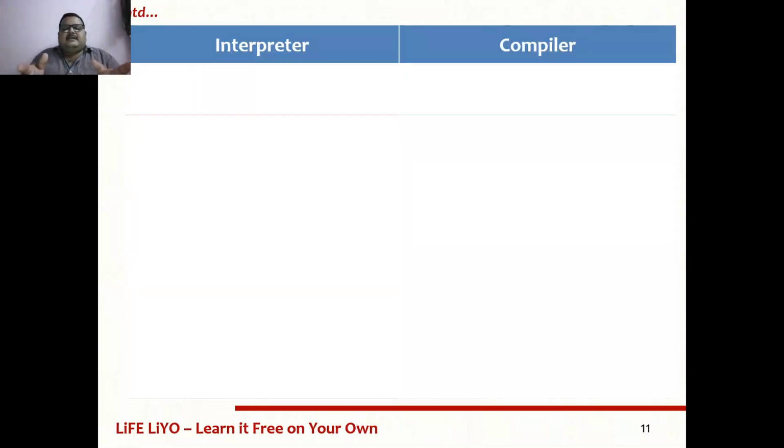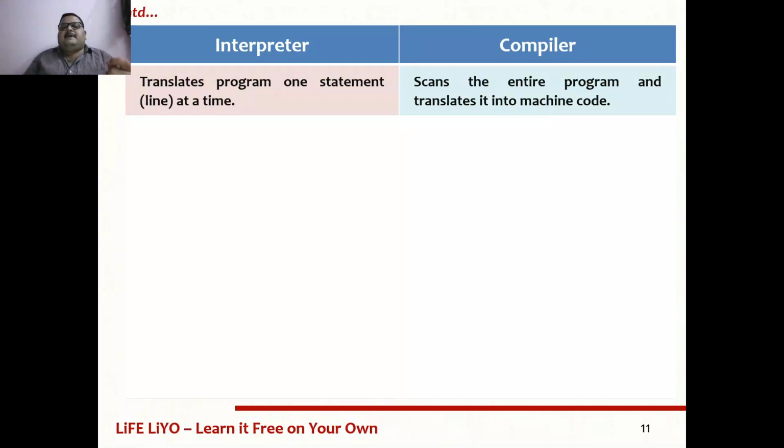Next, let's discuss the differences between the interpreter and compiler. First, the interpreter, as I said right now, translates the program one statement at a time. That is, whenever any error occurs in the first line, it stops the execution and gives the error. Like this, it will continue to the end of the program. But the compiler scans the entire program, and if any errors are there, it is going to take note of them and display them at the end.